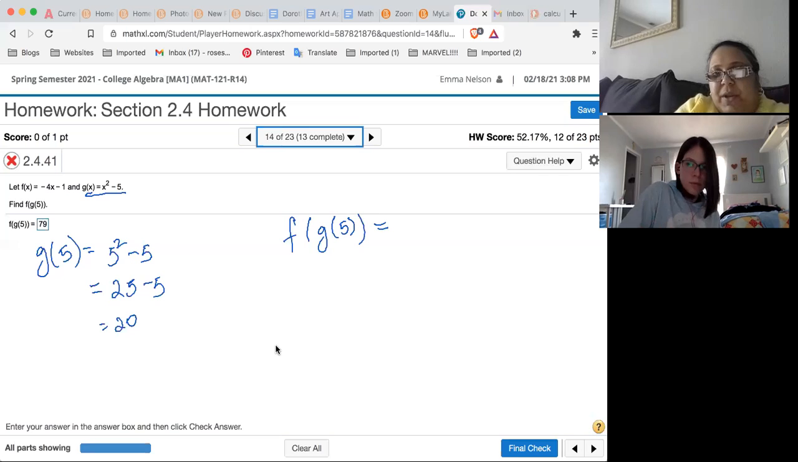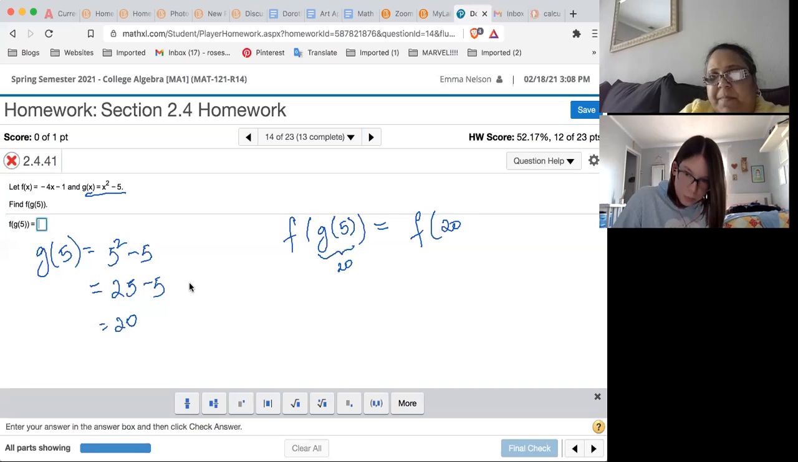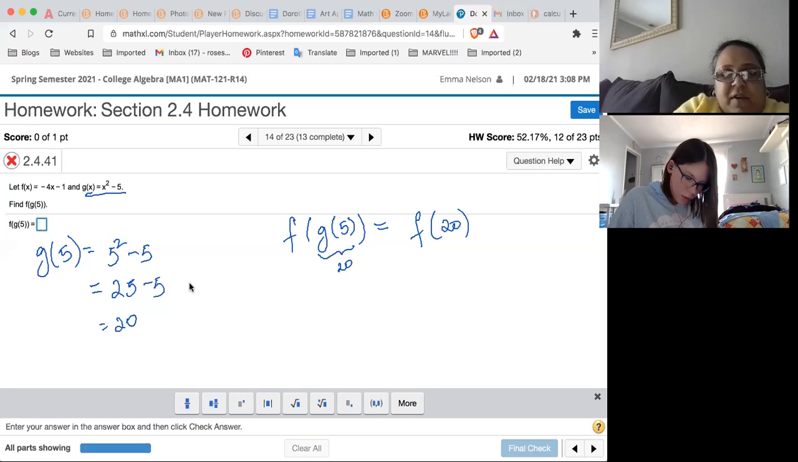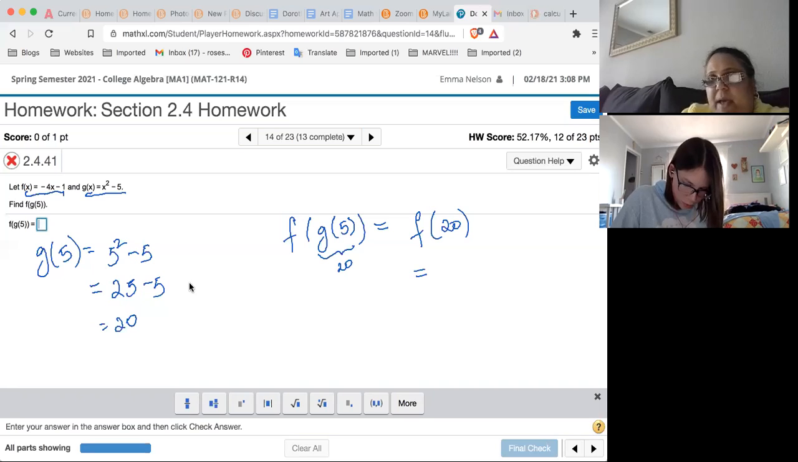So this is what you're going to put inside over here, right? To replace your g of 5. Because all we have done is solve the inside right now. So you've got g of 5 as 20. So this will now become f of 20. So that means you now need to go to the f function and replace your x with 20. Okay. And what do you think that will come out to be?